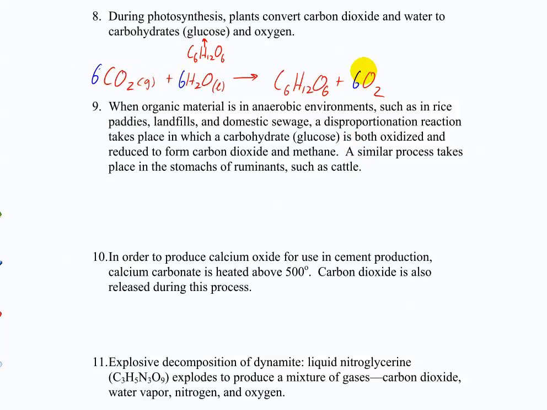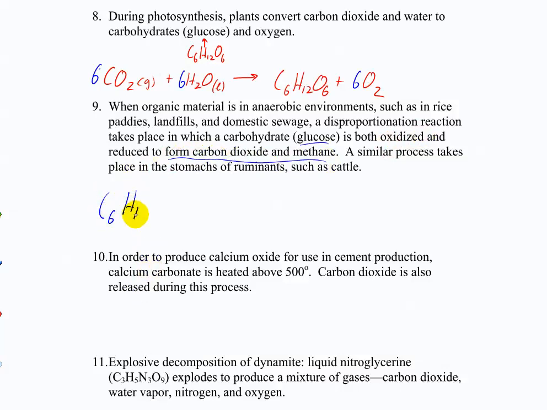6, 6, 1, 6. Something like that? All right. Yes. And a lot of these word-type problems can sometimes be confusing about what's the product and what's the reactant. So you just have to read it carefully and look. So here we've got glucose being both oxidized and reduced to form carbon dioxide and methane.